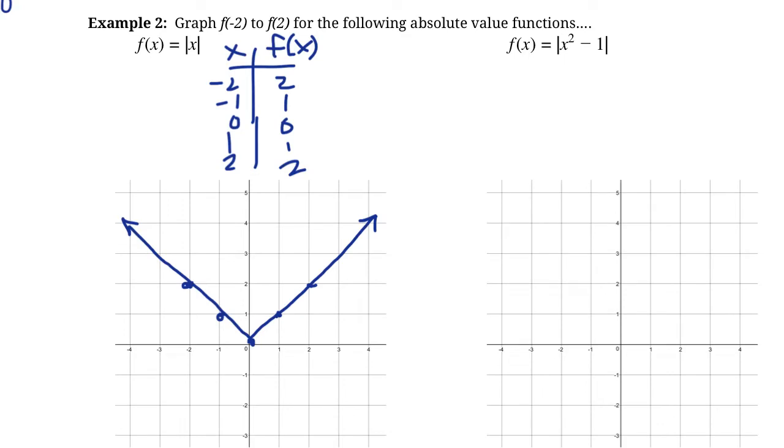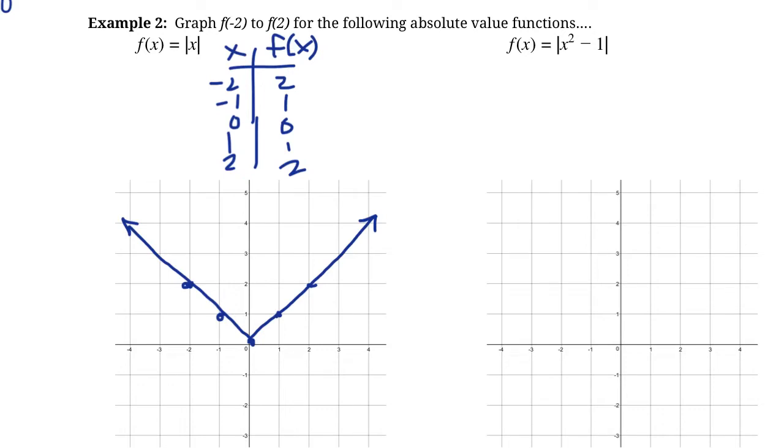It's sort of like it's got a positive branch here, and then it's got a pointy part at the bottom, and then it goes up on the negative side. And it looks like it reflects off that x-axis. So that's what our parent function for an absolute value function looks like.